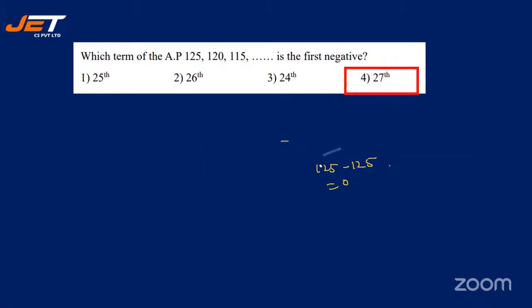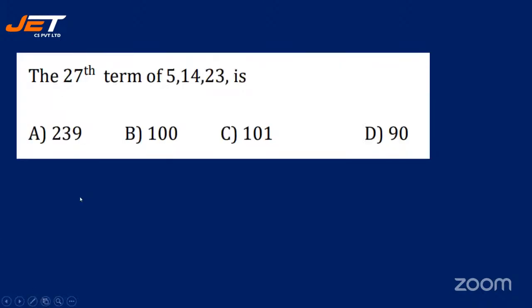Probably the next sum we'll see how many of you have given the correct answers. Okay, right. The 27th term of 5, 14, 23 is dash. So the 27th term, T27, is equal to A plus 26 into D.